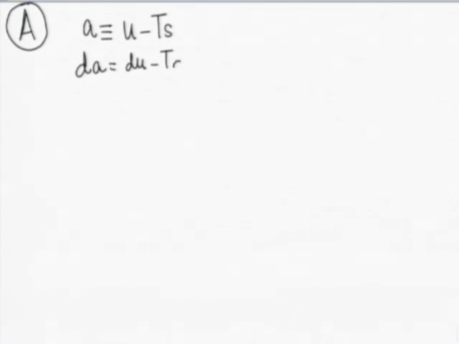Now it is time for us to consider the Helmholtz function. Definition in specific terms: A equals U minus TS. Differentiate: dA equals dU minus TdS minus S dT.